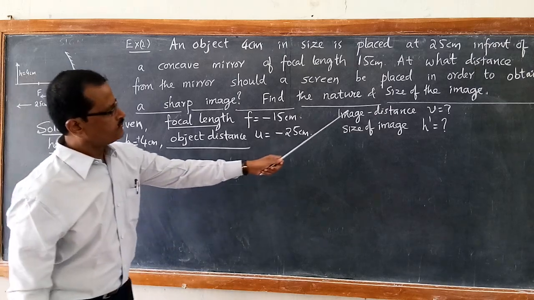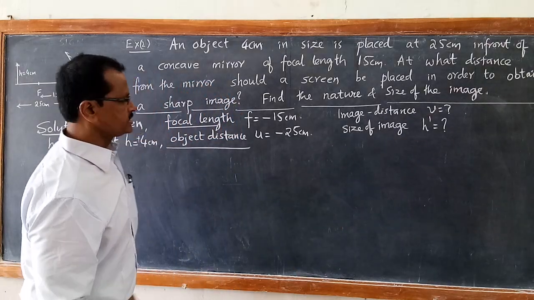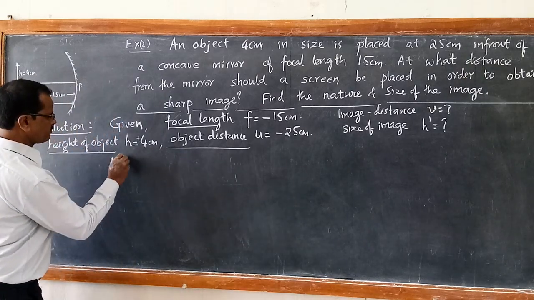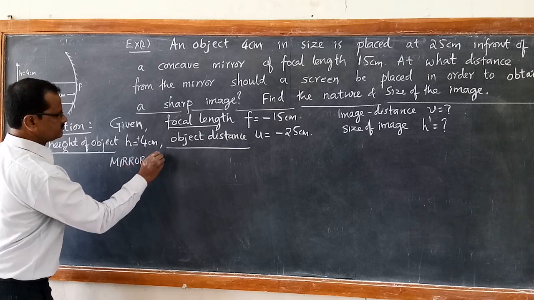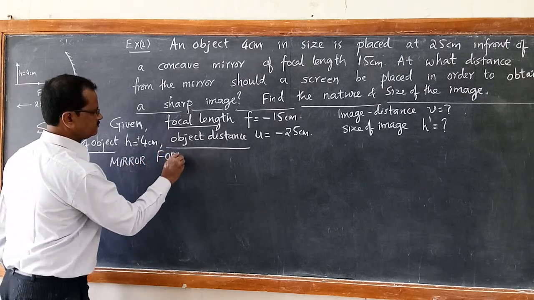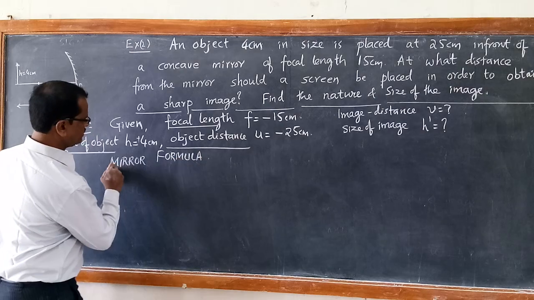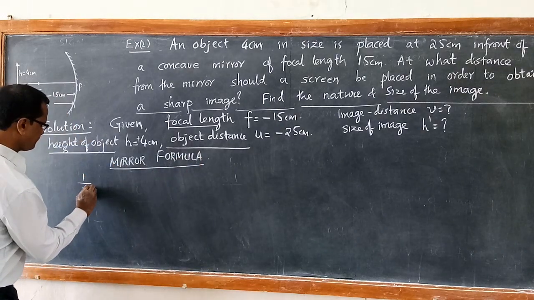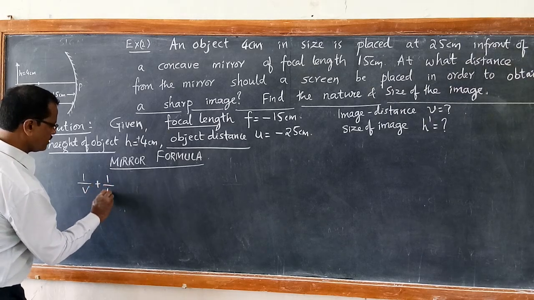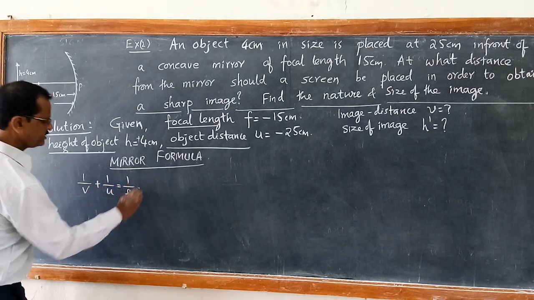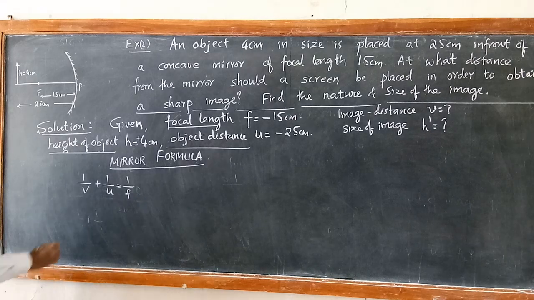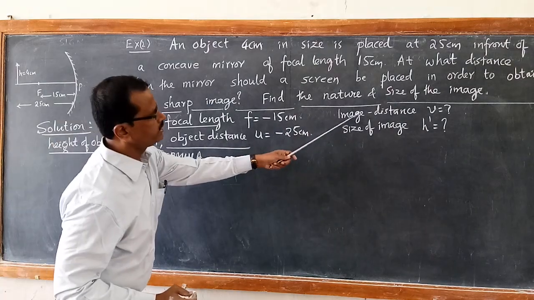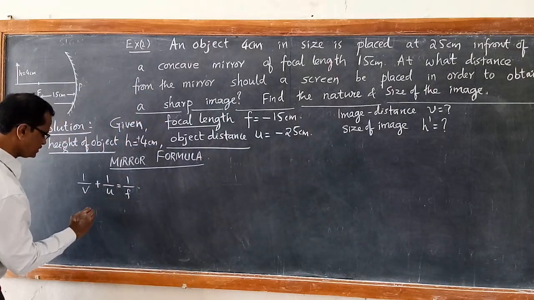So to find out the image distance, we are going to use the mirror formula. We know that the mirror formula is given by 1 by v plus 1 by u is equal to 1 by f. We are asked to find out image distance. Therefore, v is equal to what?